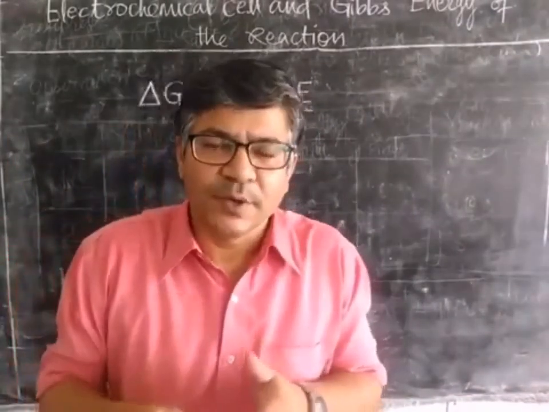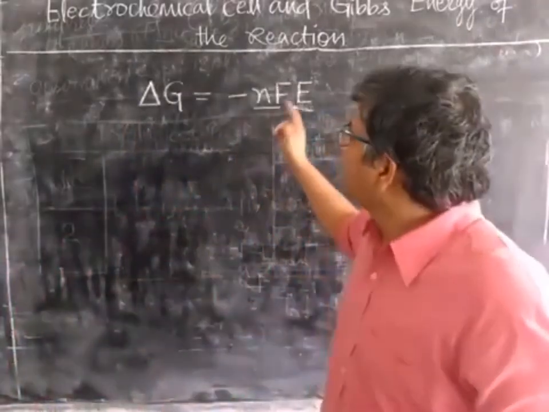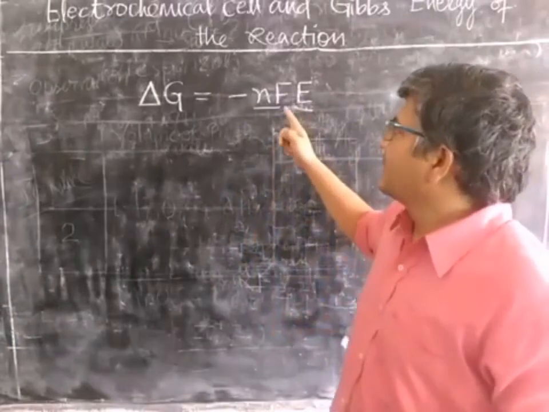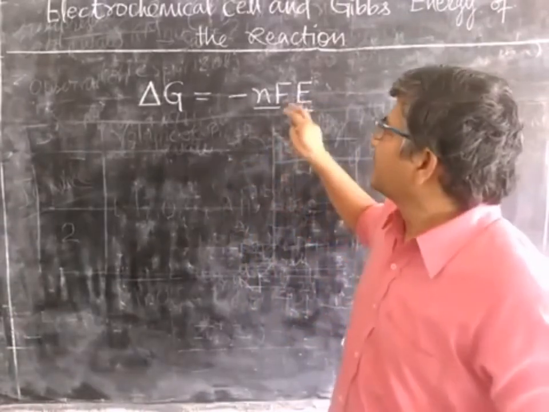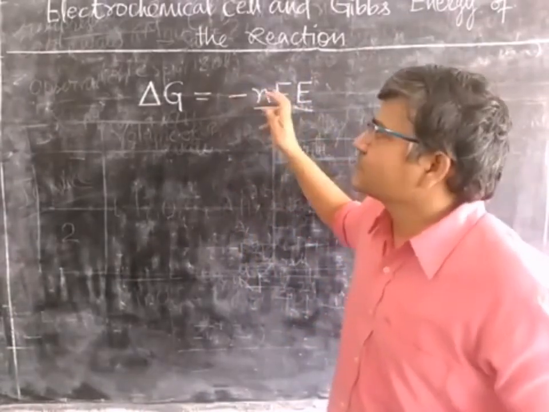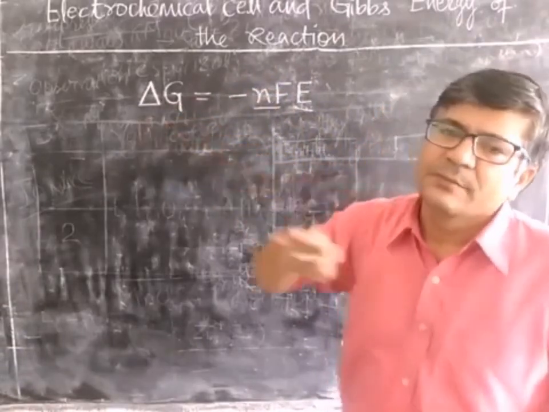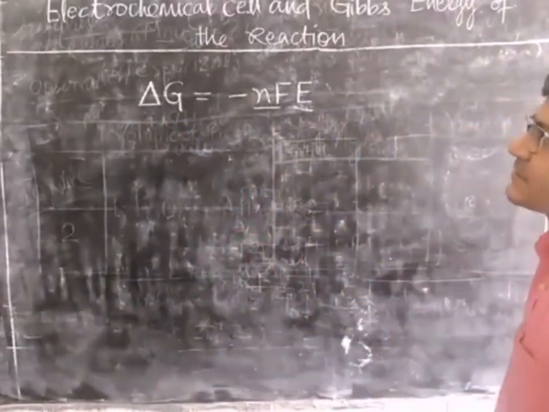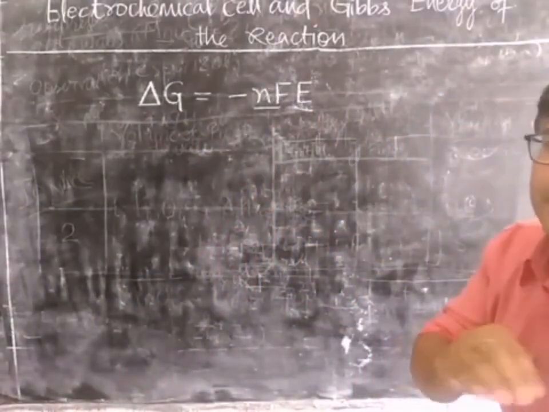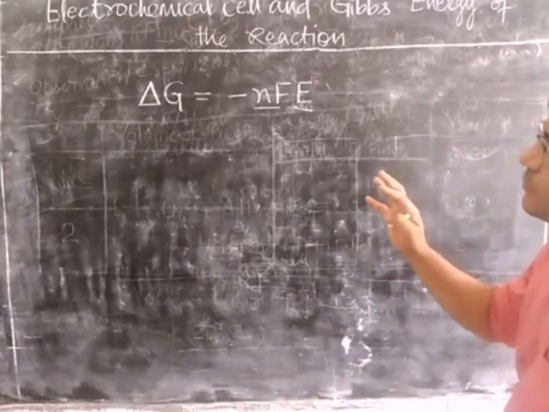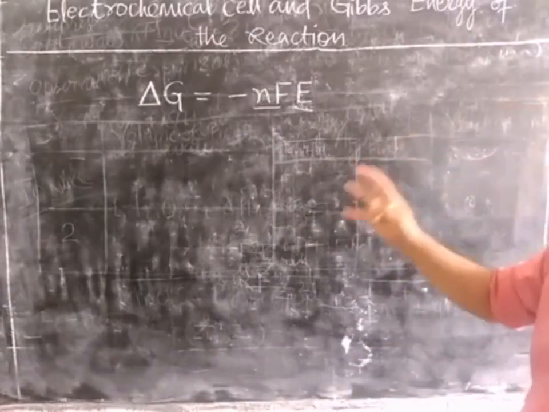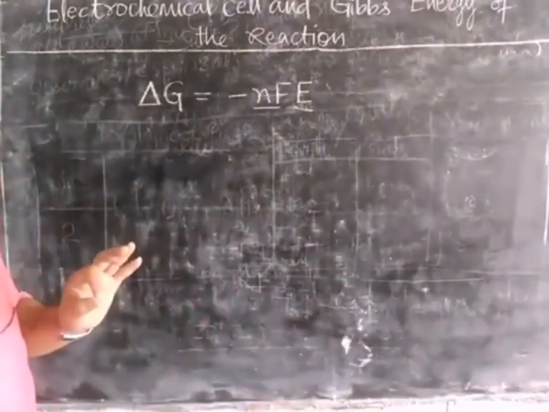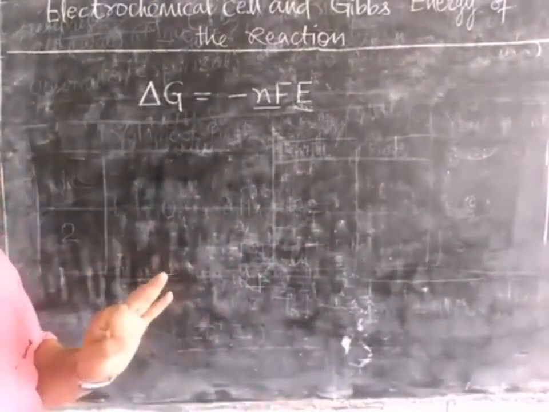But during equilibrium, what happens? The value of E becomes 0. In that case, when equilibrium has been attained, the overall value will be equal to 0. The delta G will be equal to 0. And in that case, no work will be done. The work done will be 0. So, in order to keep the reaction going, we have to do continuous work.